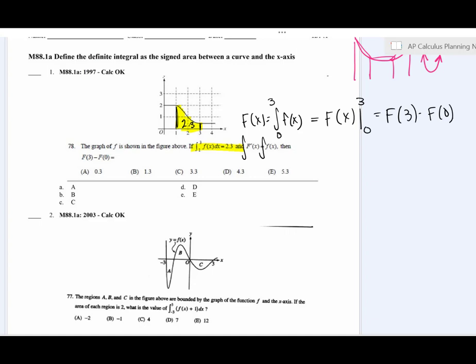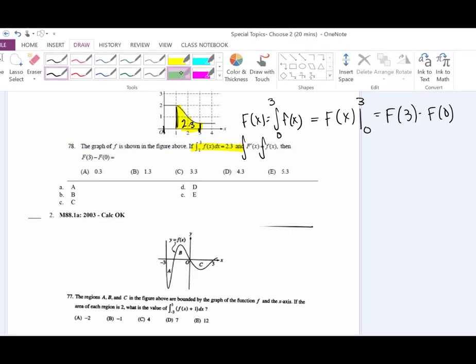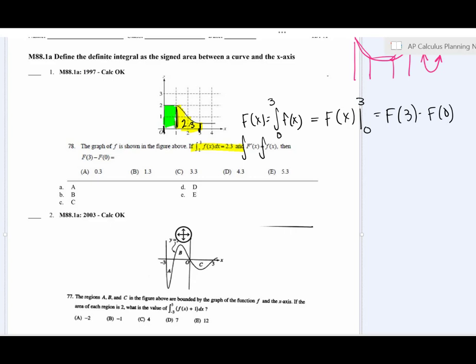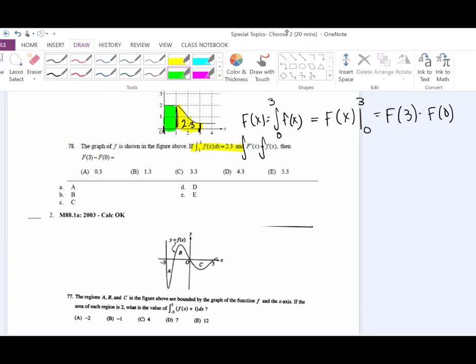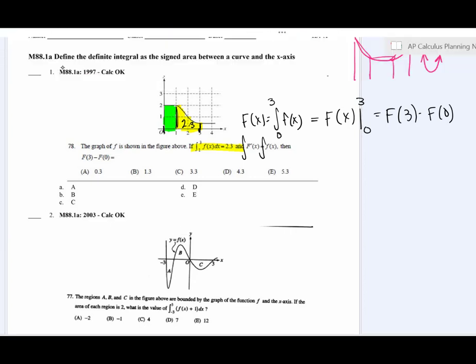So just working out what it's actually asking, which is really what's the area between 0 and 3. Well, we were already told that that yellow piece is 2.3. I'm going to shade this green because that's the piece we don't know. We just need to add that little piece in. This is a rectangle, so it's length times width, which is 2 times 1, or 2. So this is really just going to be 2 plus 2.3 for an area of 4.3. And we're good to go.